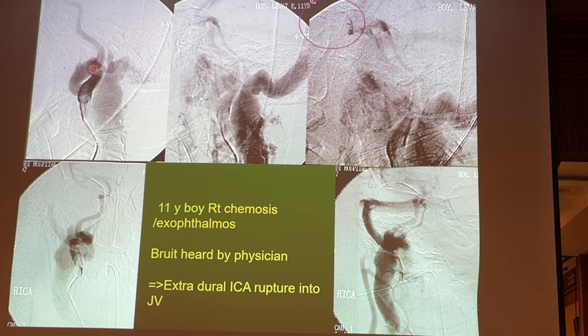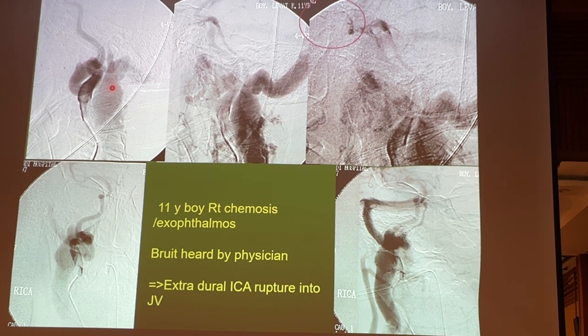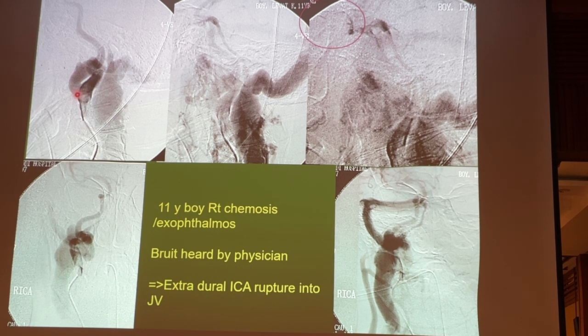And we call this an extradural internal carotid artery ruptured into the jugular veins. You see how abrupt the change of caliber proximal and distal to the fistula can be. It's very classic to see that.